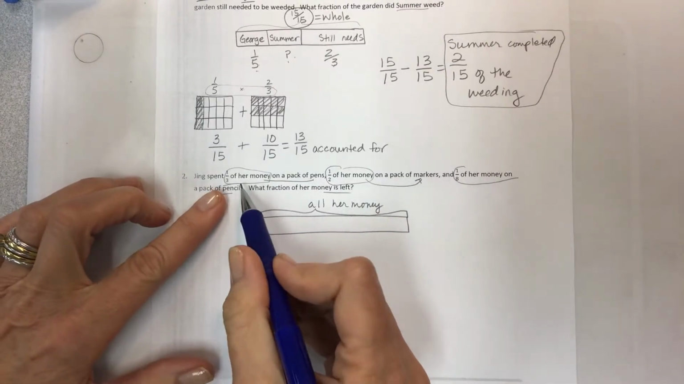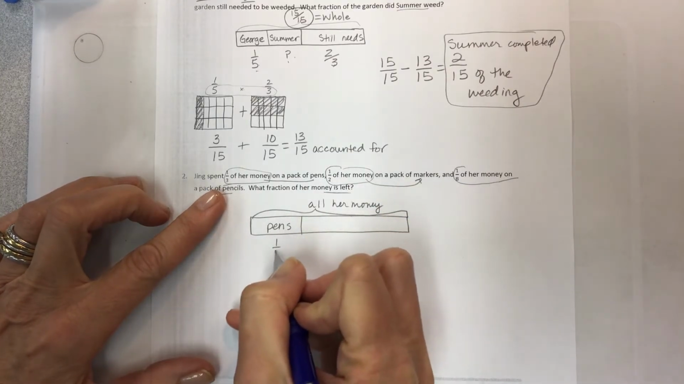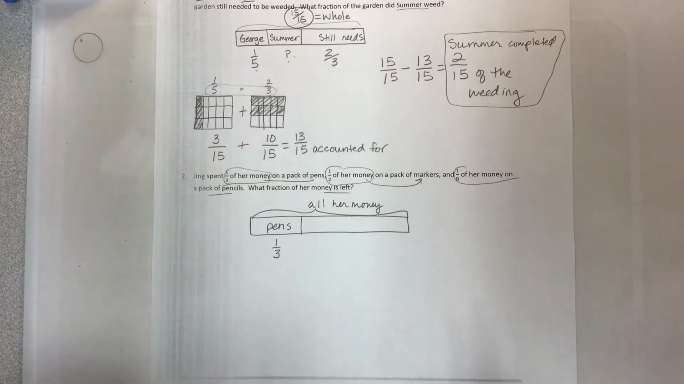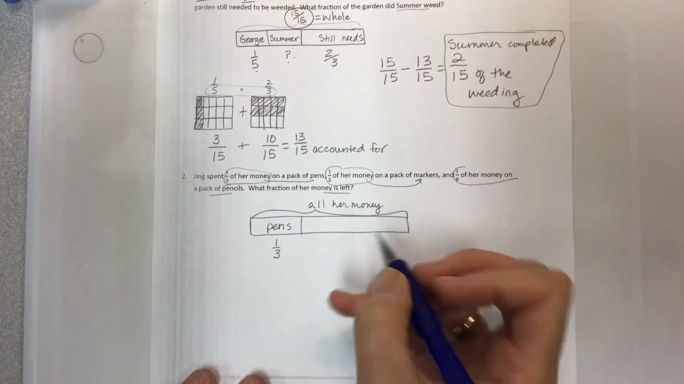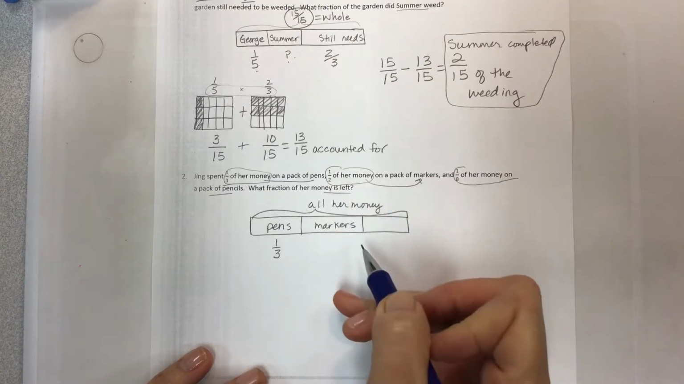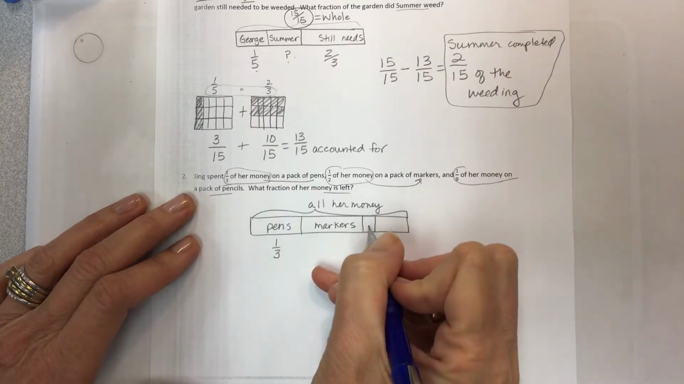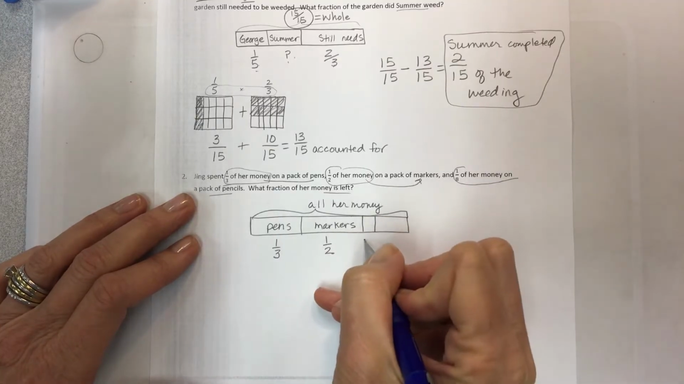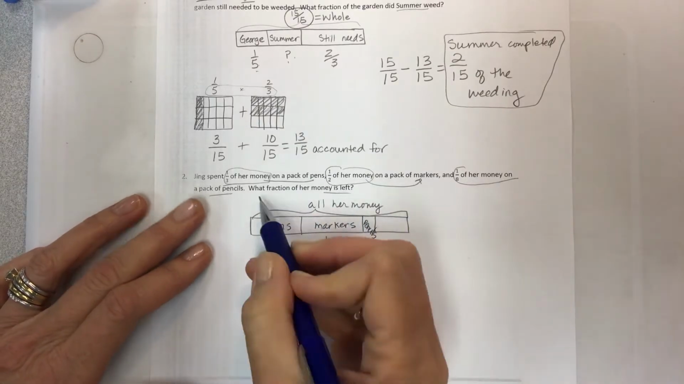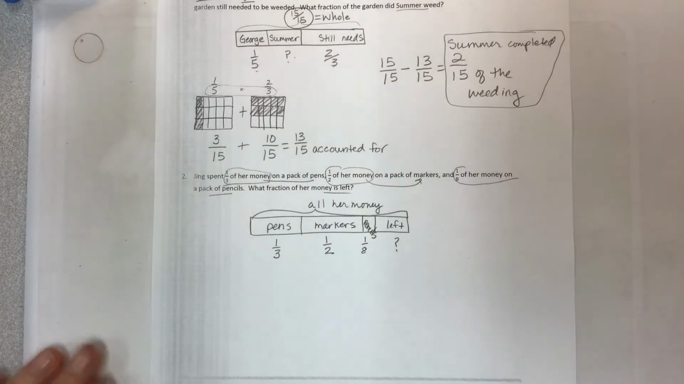So if she spent 1/3 of her money on pens, we can say pens and then give that a value. Make everything fit in with the label that we need. Half of her money on markers, so we'll give markers a big chunk because that's half. 1/8 of her money on a pack of pencils, that's a small amount. And then we have some money left. That's a mystery. So what now?